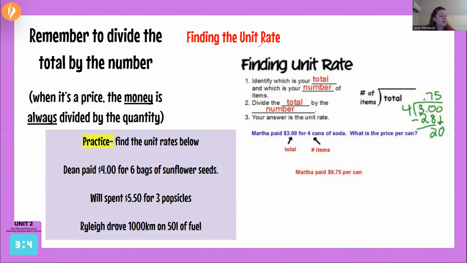So let's see what it says. If Riley drove 1,000 kilometers on 50 liters of fuel, and that's an L, not a 1, we want to know how many kilometers she got per liter. So we're going to divide our kilometers by 50 liters. 50 will go into 100 2 times with none left over, so we fill that in with a 0. So what was Riley's unit rate? She went 200 kilometers per liter.